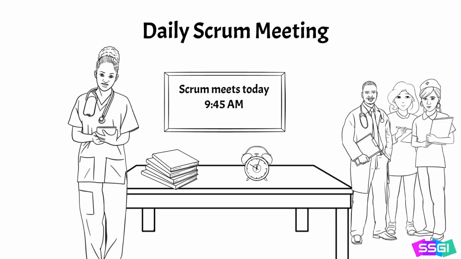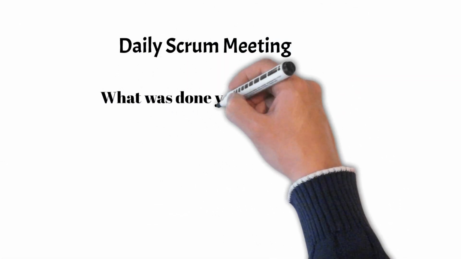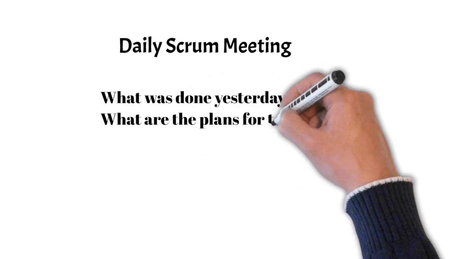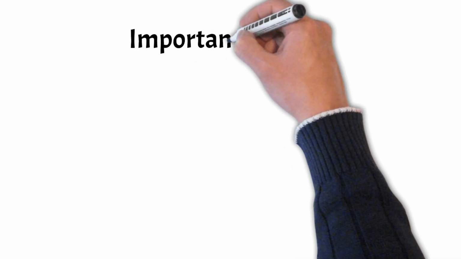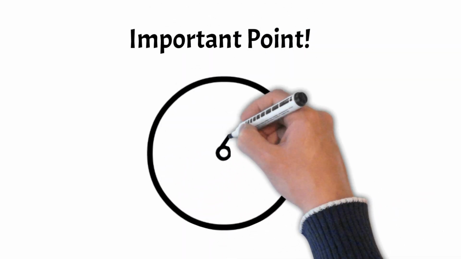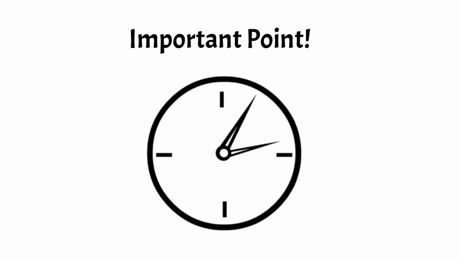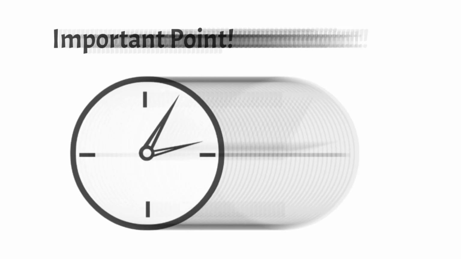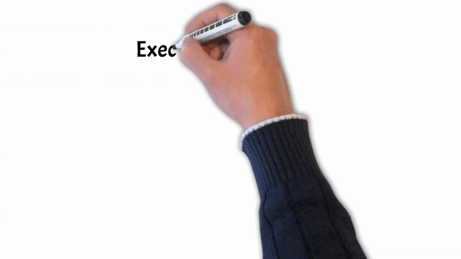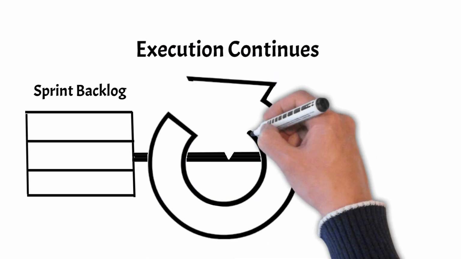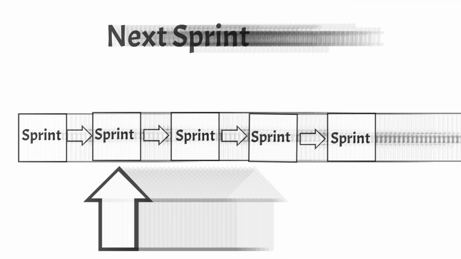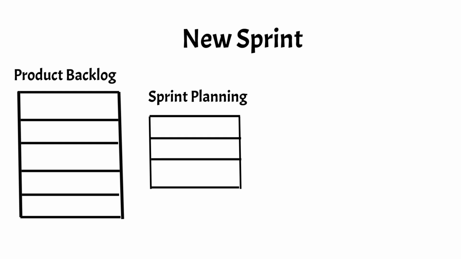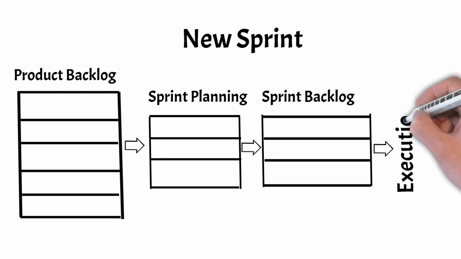One of the distinguishing features of Scrum is the daily Scrum meeting. Three issues are addressed: what was done yesterday, what are the plans for today, and what problems might be encountered. Here is an important point. The meeting is purposefully short and lasts no more than 15 minutes. Everyone stands, and after the meeting, execution continues. At the conclusion of the sprint, the cycle begins anew: sprint planning, sprint backlog, and execution.